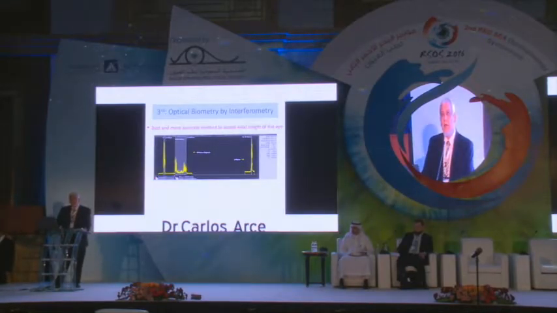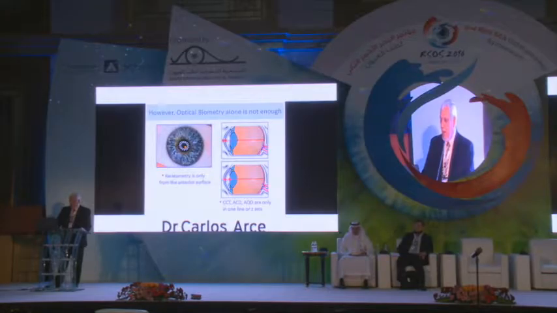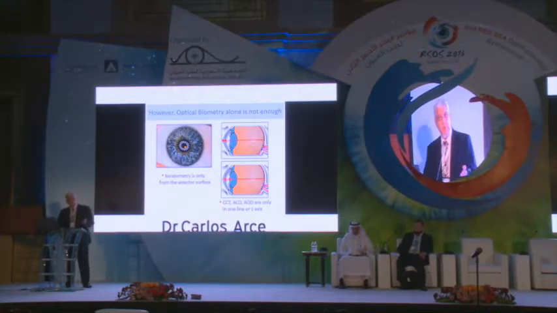Optical biometry by interferometry is the best and most accurate method to assess the axial length of the eye. The alignment is made to the first Purkinje and the line of sight. However, optical biometry alone is not enough because keratometry is only from the anterior surface and all the rest of the data is only in one line. It's not spatial.